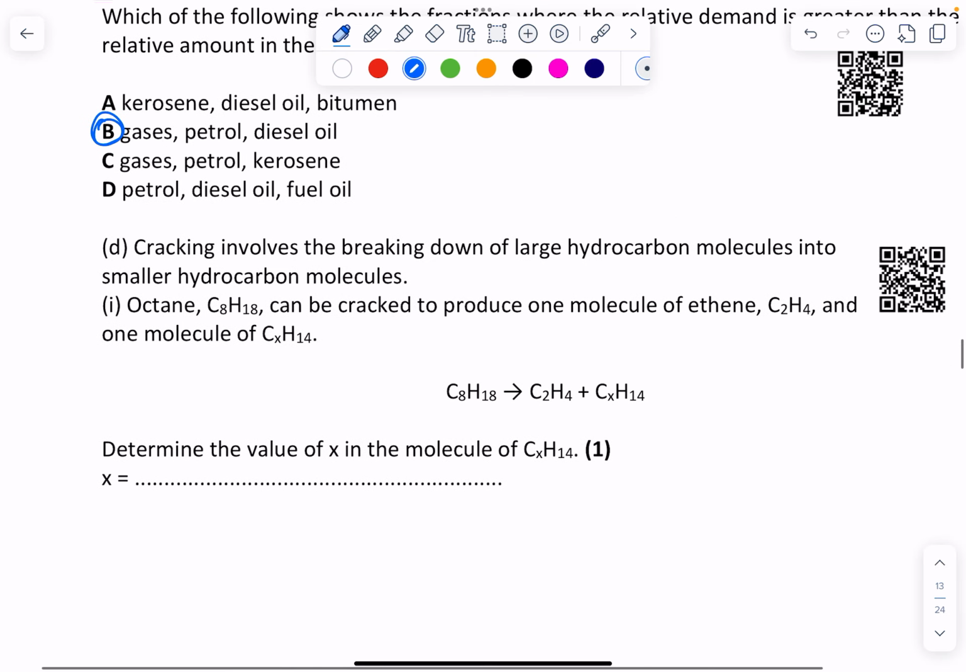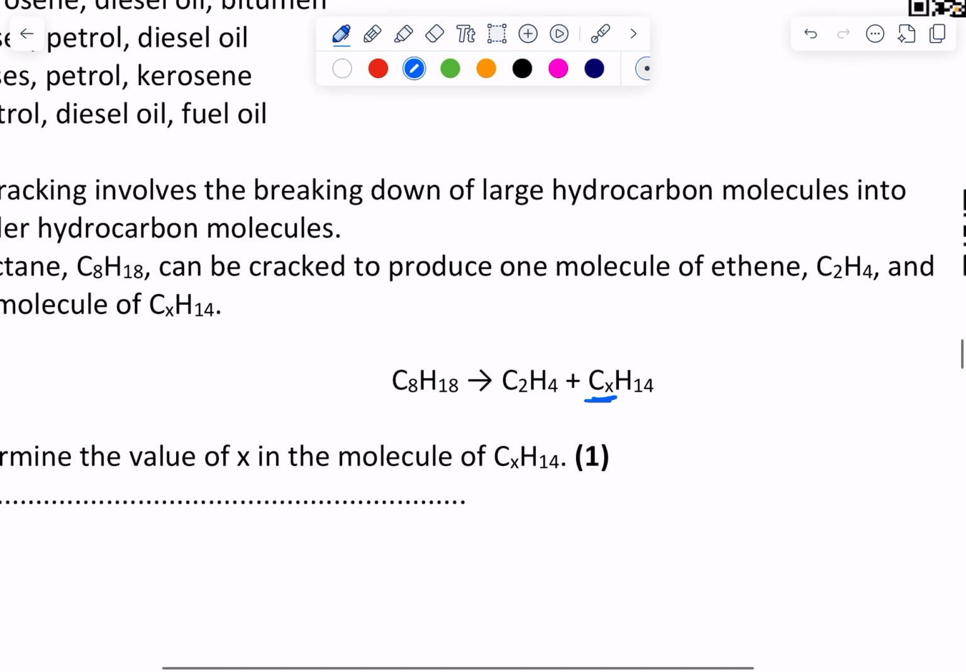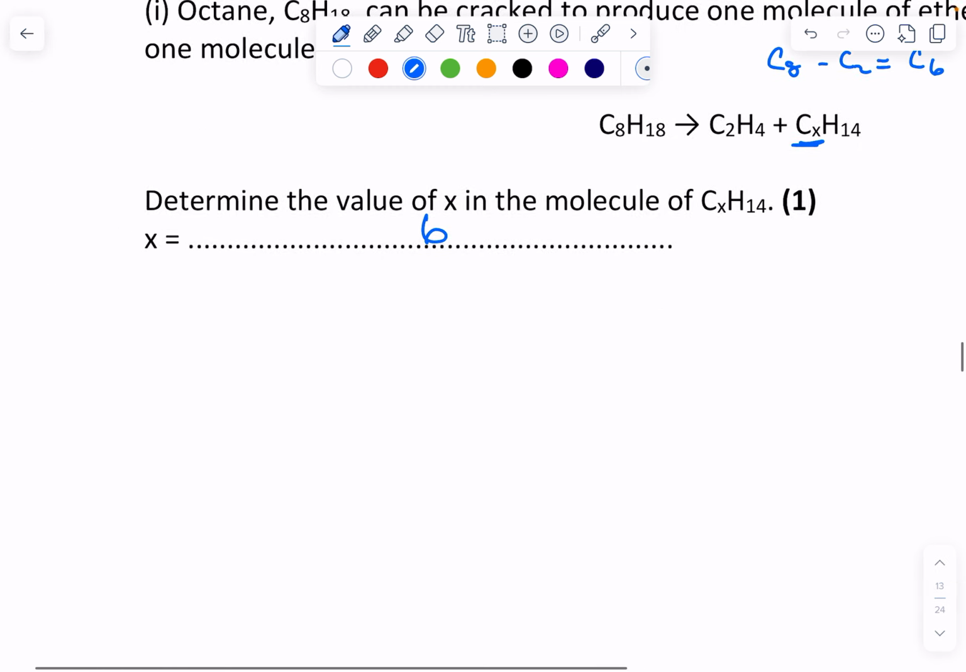Cracking involves breaking down large chain hydrocarbons. Octane can be cracked to produce a molecule of ethene and a molecule of X. So what is X? To work out the missing value here, all we've got to do is we have 8 carbons at the beginning, and then we've got 2 carbons that are formed, so that leaves me 6 carbons. So X is going to have a value of 6. Last little bit.